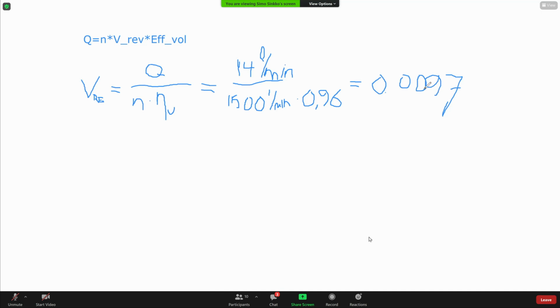But now the question is, what is the unit? As we saw, the minutes will simplify away, and the only thing left is liters. So 0.0097 liters. And normally we will give this information in cubic centimeters. That's the unit that the pump manufacturers use. And how many cubic centimeters is this 0.0097? It is 9.7. Someone sent me a chat. Yes, exactly, 9.72. So what we get here is 9.72 cubic centimeters, like this.